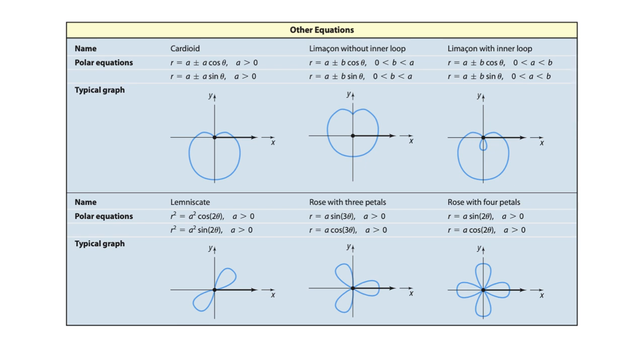If the coefficient in front of theta inside of sine or cosine is even, then the rose has 2 times the amount of petals. For example, r equals a sine 2 theta has 4 petals. r equals a sine of 3 theta has 3 petals. r equals a sine of 4 theta would have 8 petals.